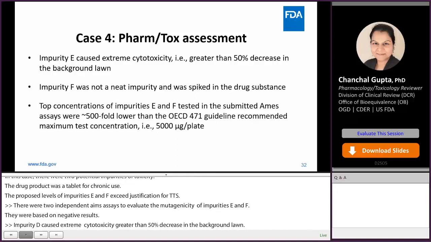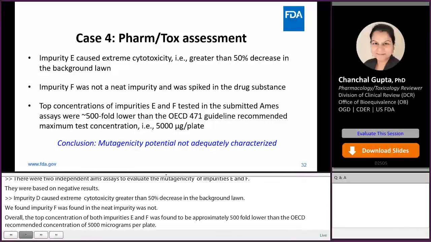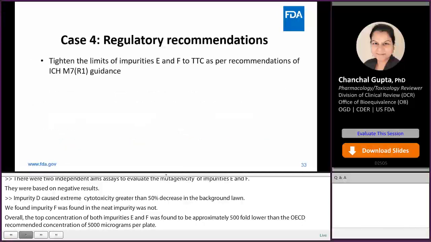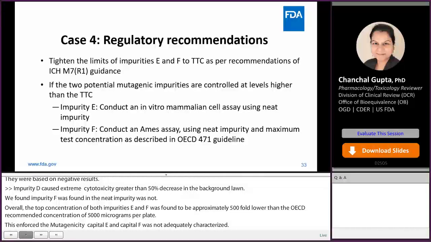Overall, the top concentrations of both impurities E and F were found to be approximately 500-fold lower than the OECD recommended maximum test concentration of 5,000 micrograms per plate. This inferred that the mutagenicity potential of impurities E and F was not adequately characterized in the submitted Ames assays. OGD Pharm Tox recommended the DMF holder to tighten the limits of impurities E and F to TTC for ICH M7. Alternatively, if the impurities were controlled at levels higher than the TTC, OGD Pharm Tox provided additional recommendations.